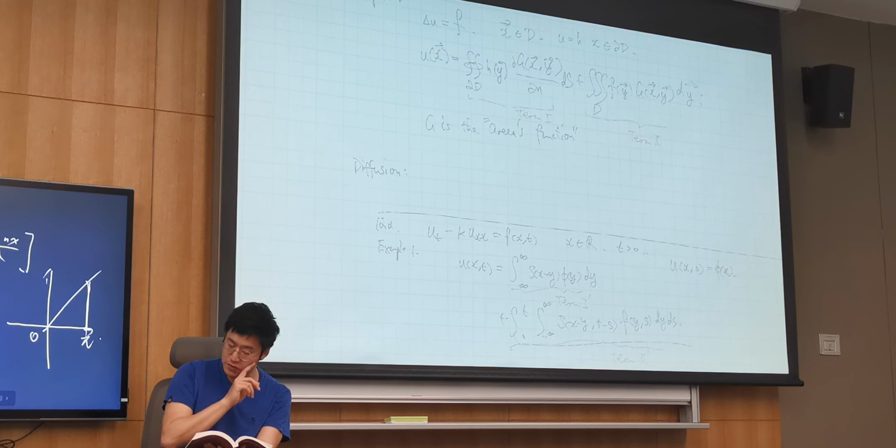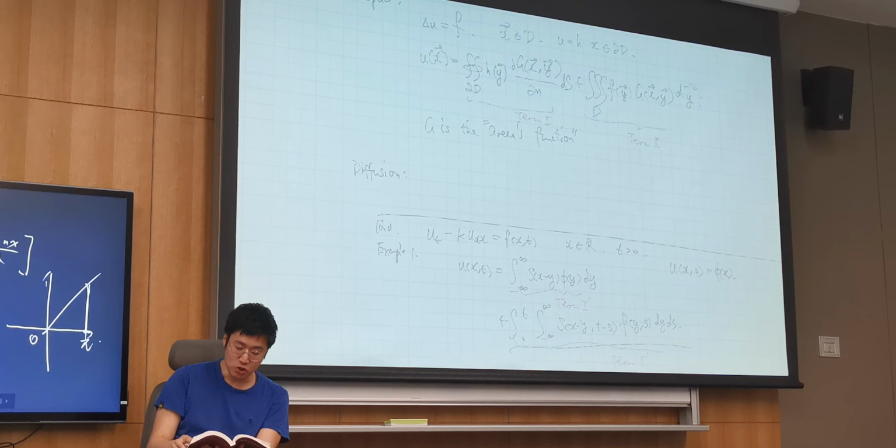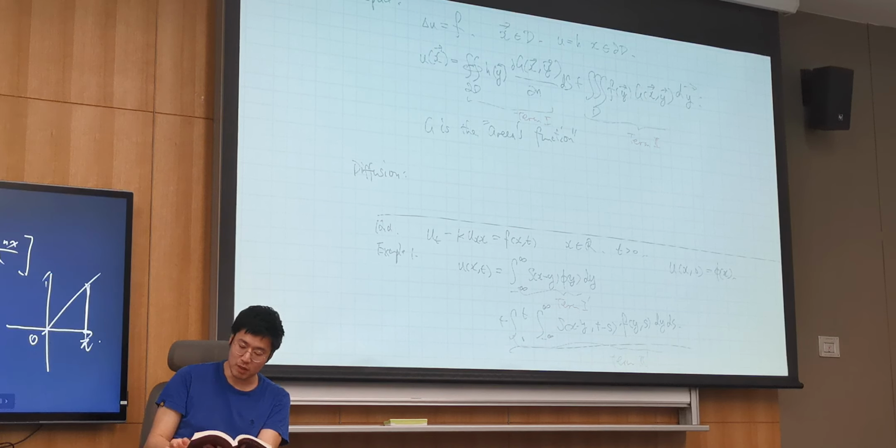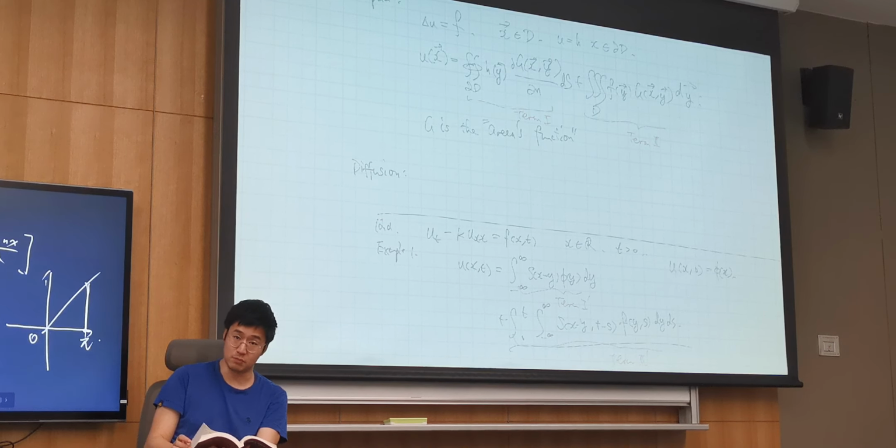For harmonic functions, chapter 6, you need to know what is meant by the Laplace equation and the Poisson's equation. You should be able to know that. And the maximum principle: how do we prove the maximum principle?